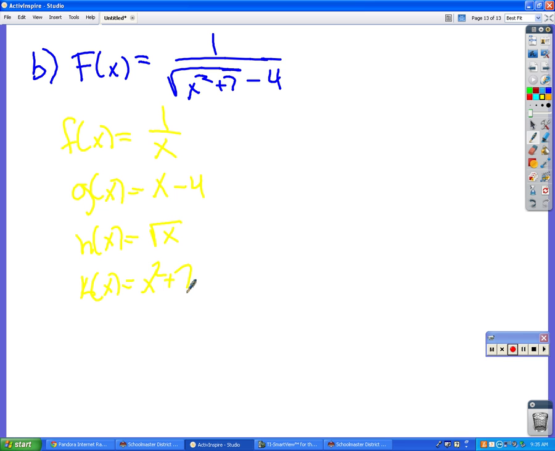So that's a lot. But I take the x squared plus 7 and put it into the square root, and that changes it to the square root of x squared plus 7. Then take that and put it into here, and that changes into the square root of x squared plus 7 minus 4. And then put that into here, and that changes it into 1 over the square root of x squared plus 7 minus 4.